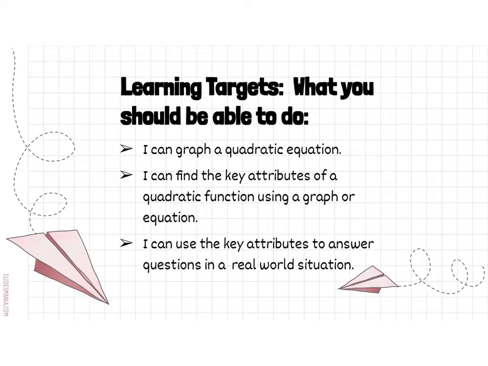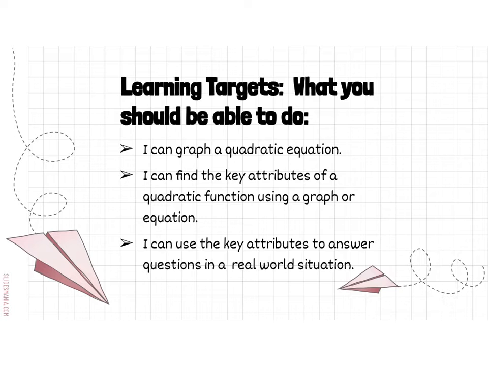Okay, finding the key attributes of a quadratic function using either a graph or the equation. Graphs we worked on two or three weeks ago now, maybe, and the equations is what we were working on last week. And then, of course, the big one here is using those key attributes to answer questions. Do you know what the vertex of the function means in the real world for a real object that's been thrown or whatever?